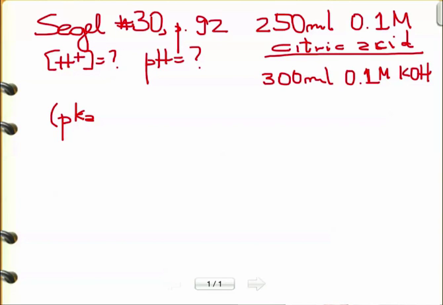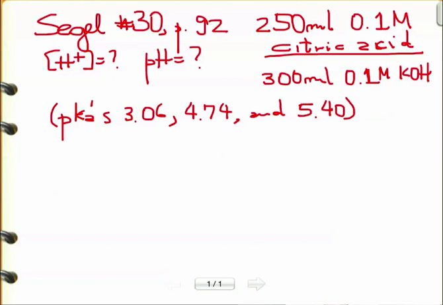They also give us the pKa for citric acid: 3.06, 5.74, and 5.40. So right there we know that they have 3 protons, right? 1, 2, 3 protons.